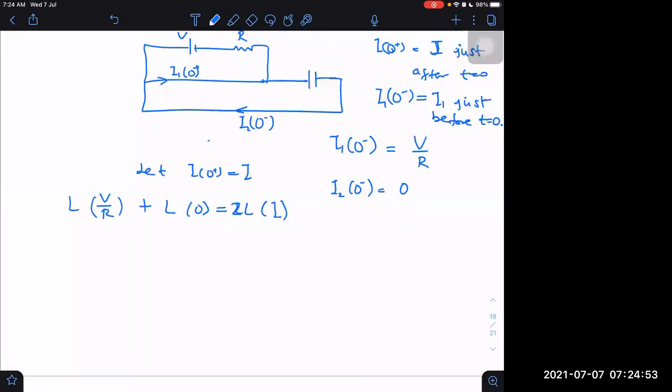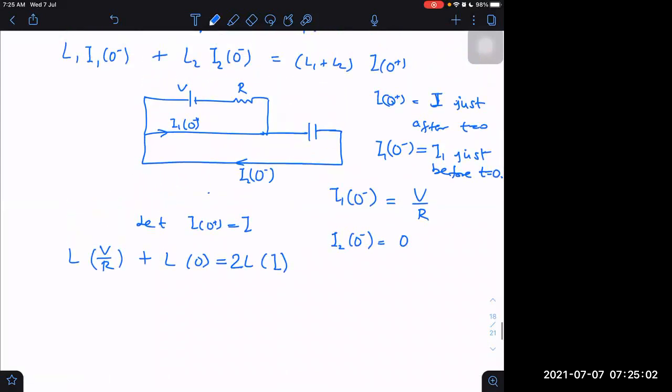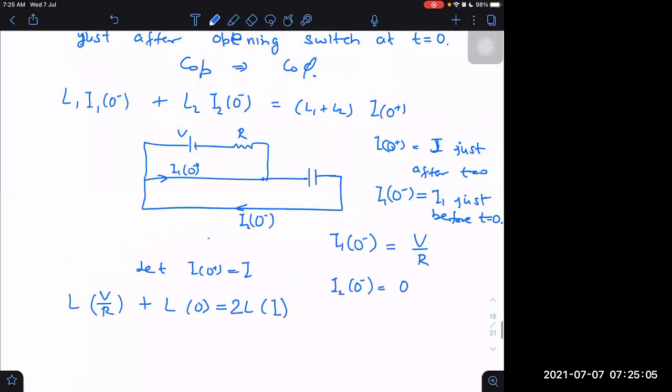Sir, doubt. Why does current only flow to L1 initially, sir? I gave you the reason just now. Now only I told that this wire is in parallel with this network, and here potential difference across this wire is 0, right? So potential difference across the capacitor will also be permanently 0.